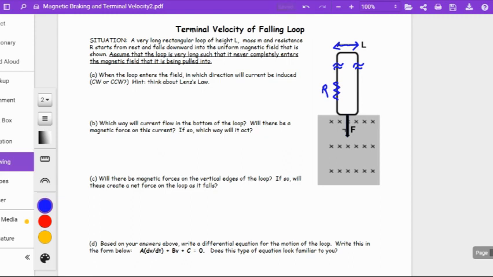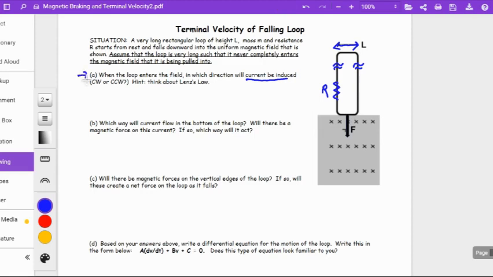Okay, so what's going to happen here is that the first question asks whether a current is going to be induced. And then after that, it's going to ask what the consequences of that are. A consequence is that yes, a current will be induced, but also that current is going to cause an upwards force to act on this loop. The magnetic field is going to push up on it and slow it down. So let's answer this first question.